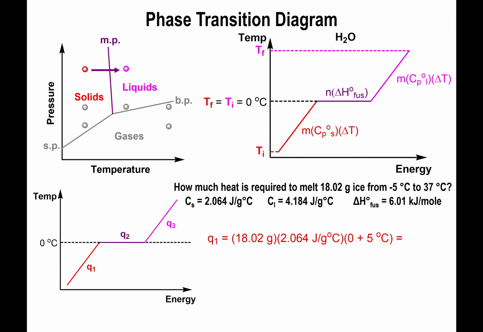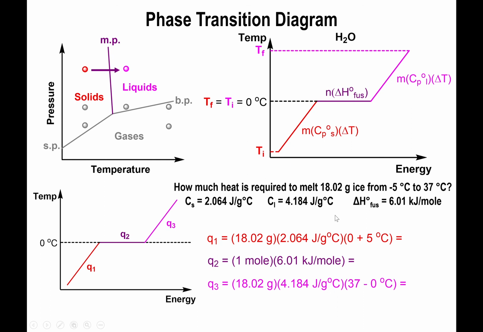So for Q1, we have the mass of 18.02 grams of ice. We have the heat capacity of solid water, which is the ice, 2.064, and a change in temperature, which is final 0 degrees minus -5. So we have 0 minus -5, which is the same thing as 0 plus 5. Similarly, for Q3, we have 18.02 grams of water, still the same thing. The heat capacity of water, 4.184 joules per gram degree Celsius, and then the change in temperature, which is 0 degrees Celsius initial, 37 degrees Celsius final. So we have 37 minus 0.